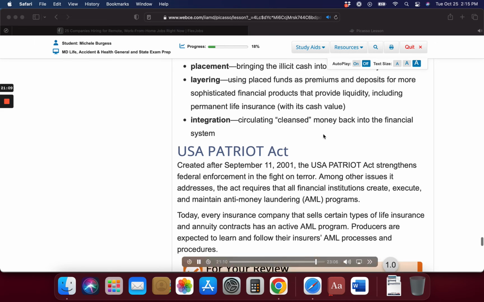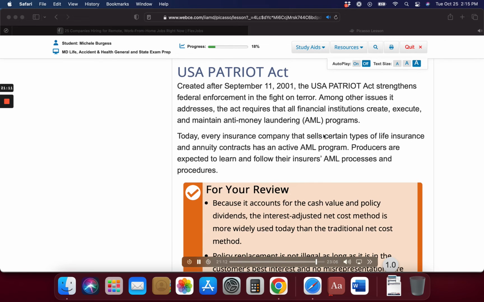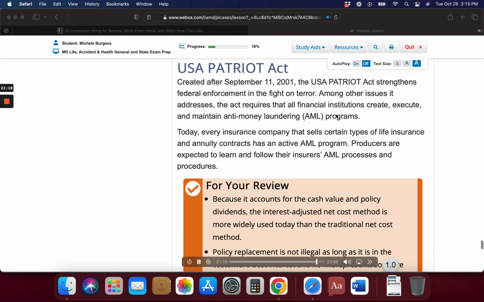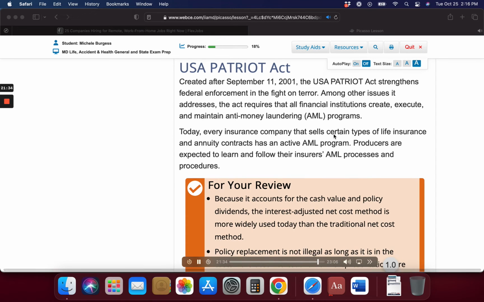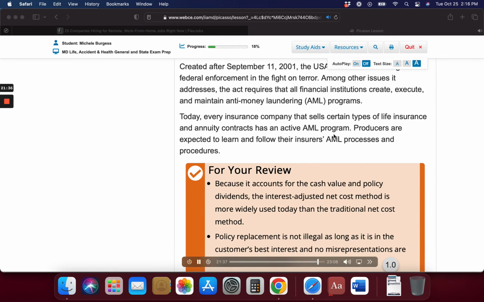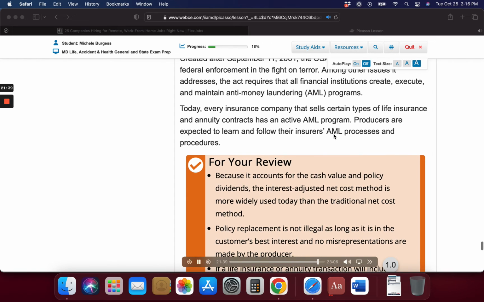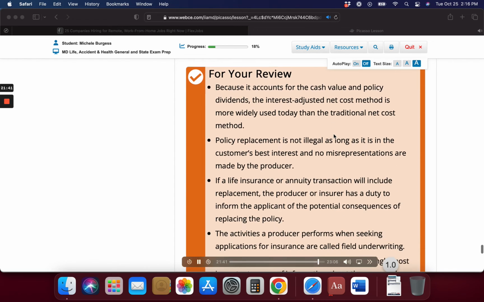USA Patriot Act. Created after September 11, 2001, the USA Patriot Act strengthens federal enforcement in the fight on terror. Among other issues it addresses, the Act requires that all financial institutions create, execute, and maintain anti-money laundering, AML, programs. Today, every insurance company that sells certain types of life insurance and annuity contracts has an active AML program. Producers are expected to learn and follow their insurer's AML processes and procedures.